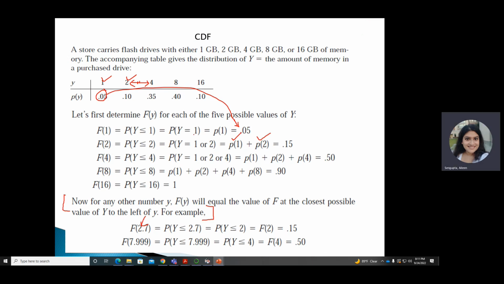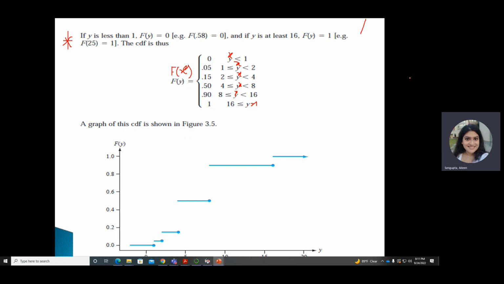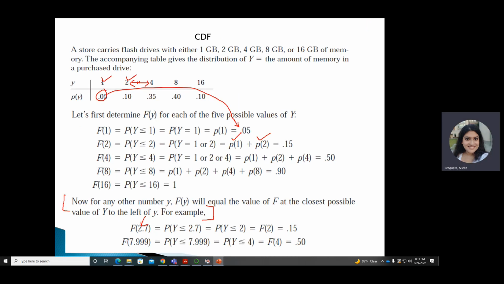Basically, what I'm trying to make you understand is that for F of 1, this goes in a range. If x is less than 1, then anything beyond that is 0. Why? Because that's not defined. So anything with x less than 1 is 0. What about 1 to 2? Everything between 1 and 2, this specific value and this specific value, anything within that range is 0.05.